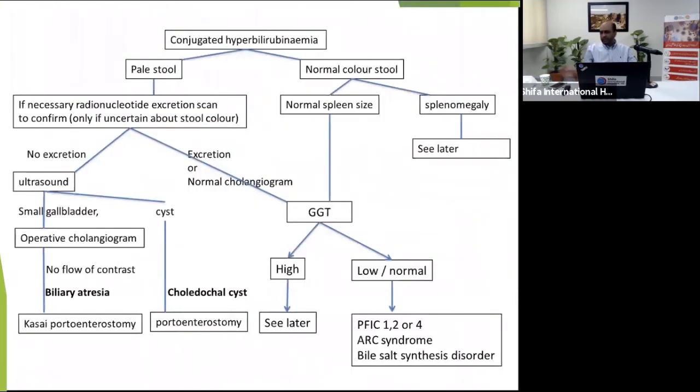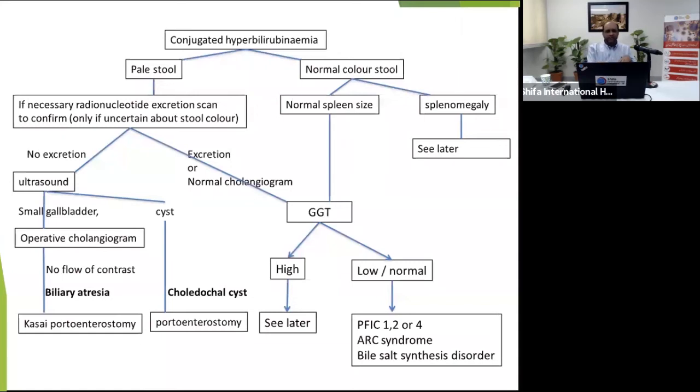So let me make again a quick summary of the 2-3 cases that we have discussed in the context of biliary atresia. So what we did, we have seen conjugated hyperbilirubinemia. We have seen pale colored stool, and we have seen this is a more than 2 weeks, 3 weeks old baby. So then we have started investigating biliary atresia.